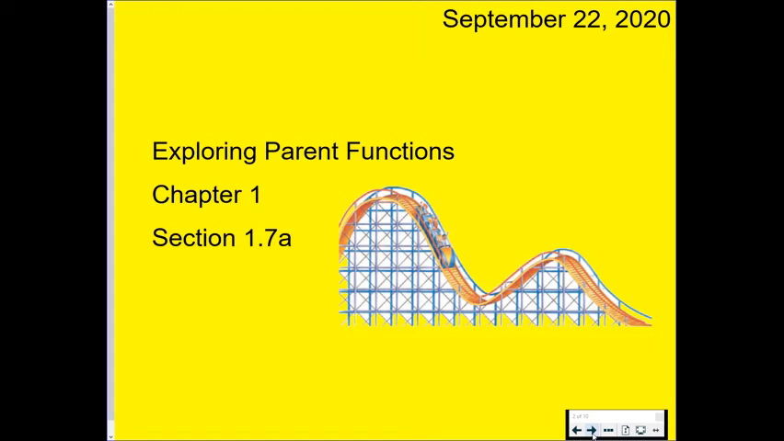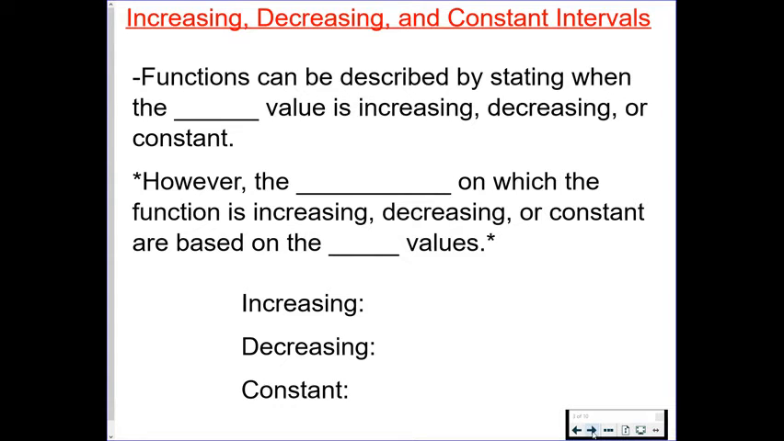Let's go ahead and move on with our notes. Today, like I said, we're going to analyze different aspects of parent functions, and one aspect of parent functions is talking about where it's increasing, decreasing, and constant. Functions can be described by stating when the y value is increasing, decreasing, or constant. So increasing is just like how we would think, going up. Decreasing is where the graph is going down. And constant would be where it is a flat line, going across like that. A flat line is constant.